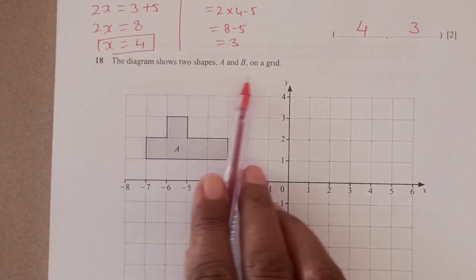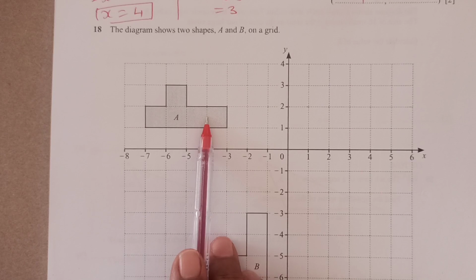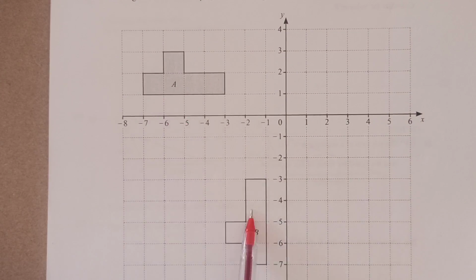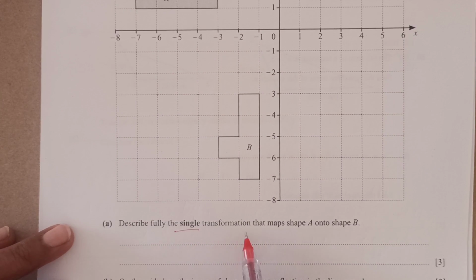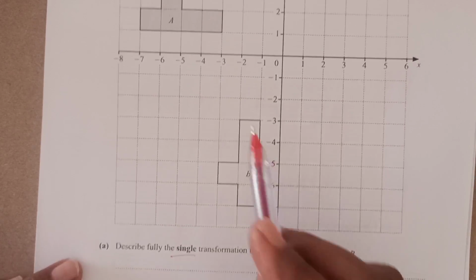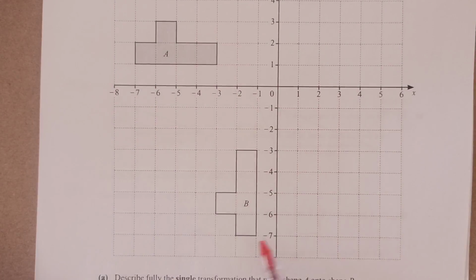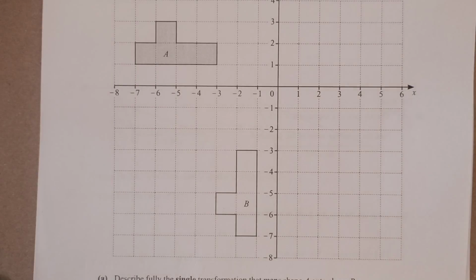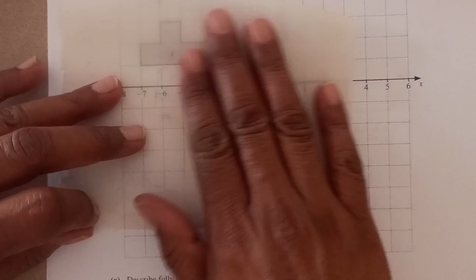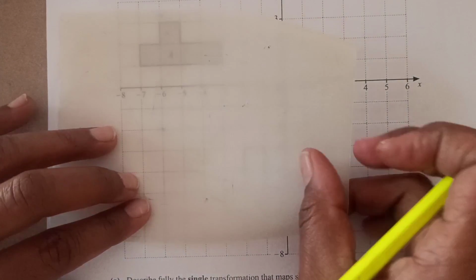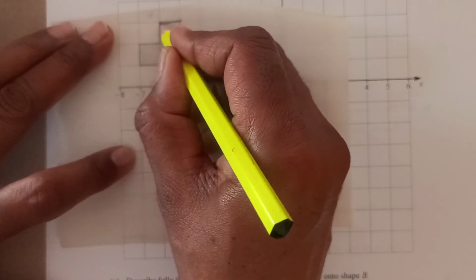Now the diagram shows two shapes A and B on the grid. You see, this is A, this is B. Describe fully the single transformation that maps A onto B. So as you can see, this is a rotation, it's going this way. You can even use tracing paper for that to show how it is working. So let me just shade this one here. So we have, let's shade this shape A.